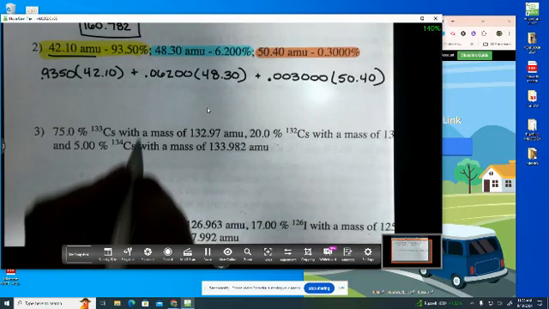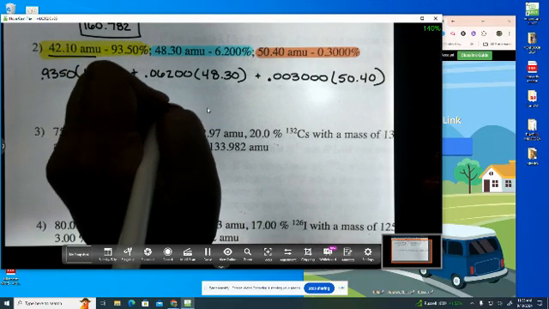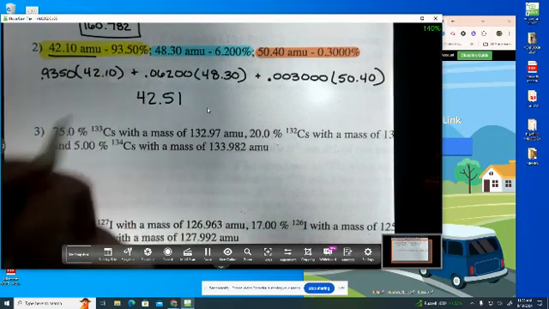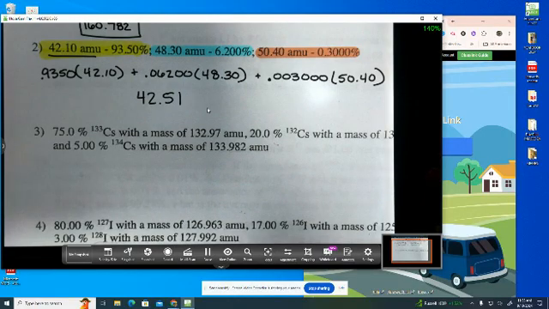Say it loud. 42 point what? 51. Okay. Anybody want to second that? You agree? You got the same number? Did you get the same number? Matt, did you get the same number? No?